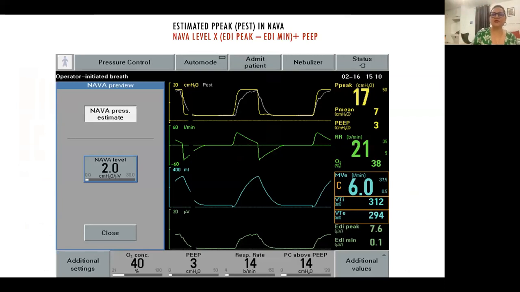Now see, how do we set? Now, this is invasive NAVA, which we are setting. So you see, the EDI peak is 7.6. EDI minimum is 0.1. So 7.6 minus 0.1 is 7.5. The NAVA level is kept as 2, seeing the baby's requirement. The PEEP is kept as 3.